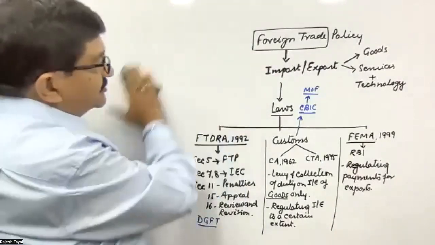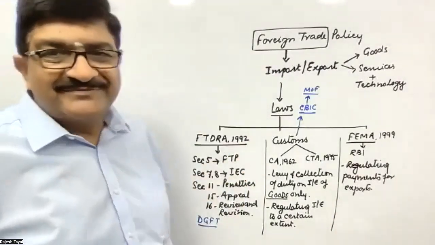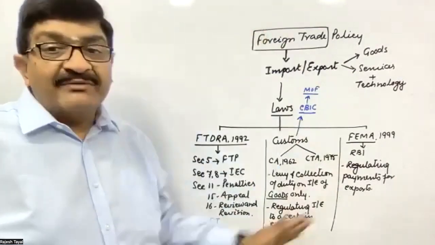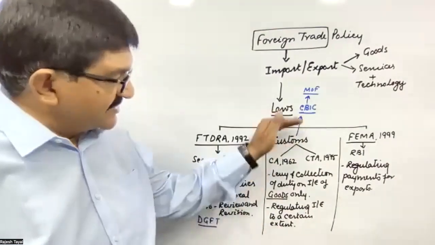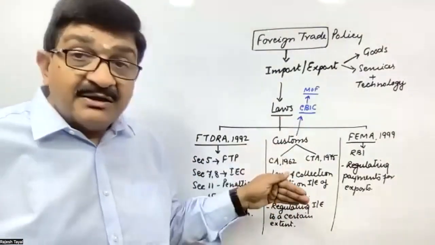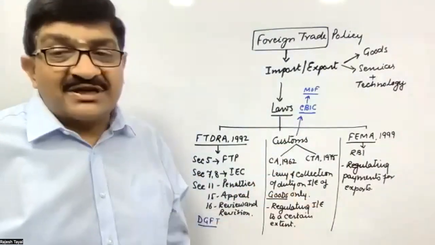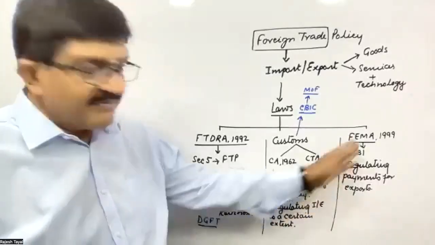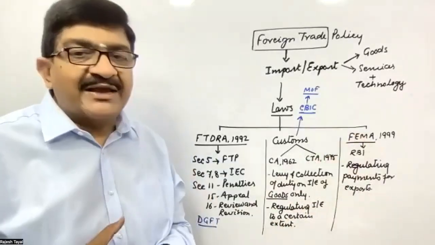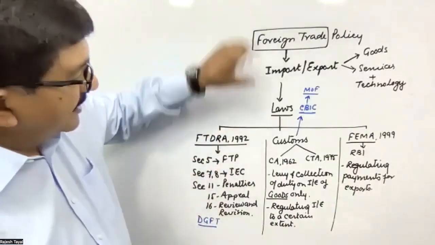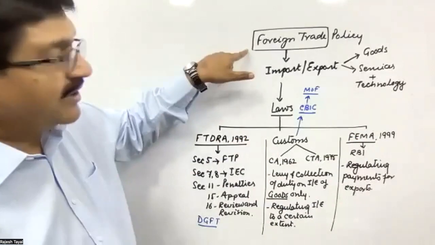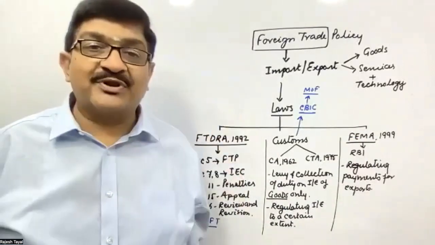So what are the laws which are governing the foreign trade? Now you have it in this one chart itself. Customs law, in any case, is the main area from where questions come in the exam. FEMA, some questions are likely to be there. FTDRA and policy. So when you combine customs plus FTDRA plus foreign trade policy, this is 100% syllabus of your exam CPLR.